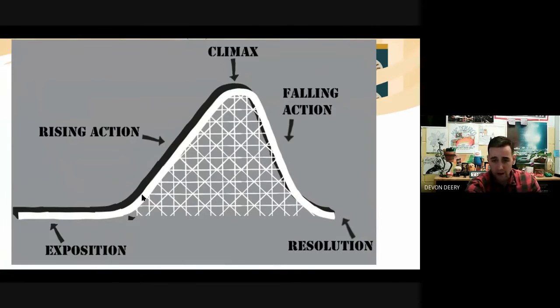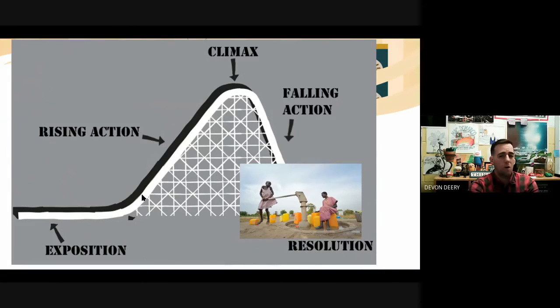And if we're talking about A Long Walk to Water, which we are, I think it's pretty clear after all this that the resolution is, in Nya's village, they're celebrating. Their water is pumping. They're drinking. They're spilling it. They're splashing it around.